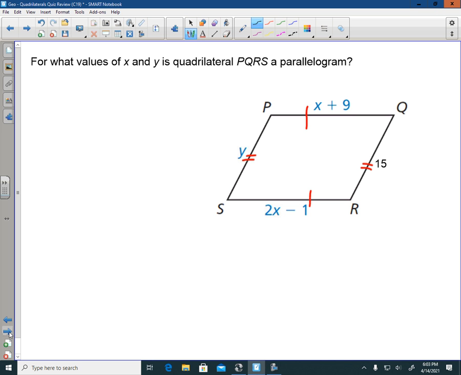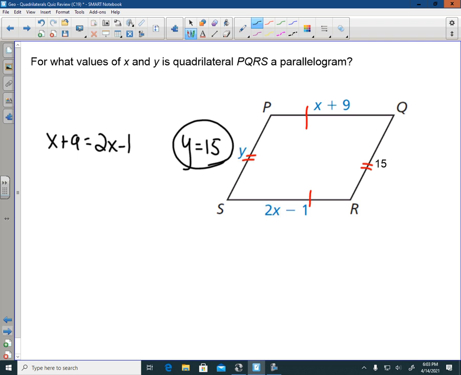So what we can do is find those values by saying, well, what we want is for x plus 9 to be equal to 2x minus 1. What we also want is for y to be equal to 15. Oh, and that one's already done. That was easy. So we need y to be 15 to get a good start, but then we have to figure out the value of x that this equation will give us.